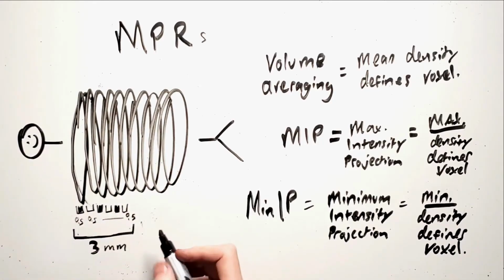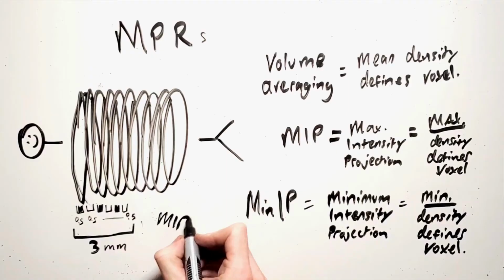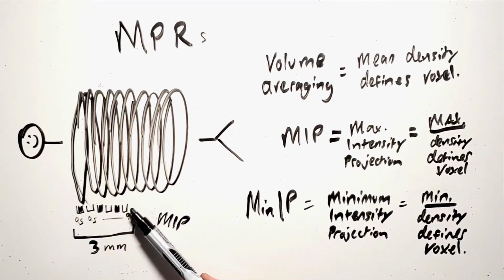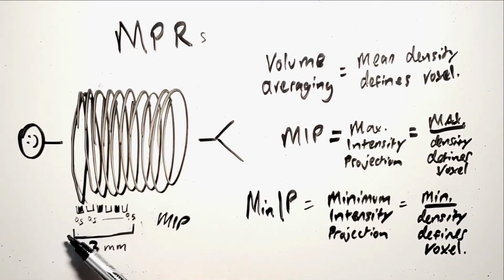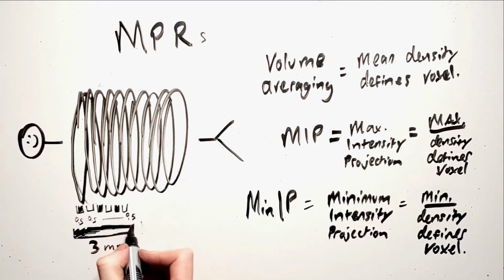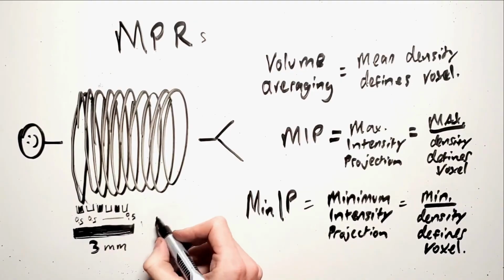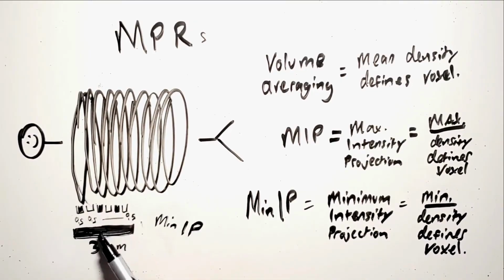We could also take the maximum value represented within that 3mm volume and take that maximum value to represent the whole voxel. This is called a maximum intensity projection, or a MIP. Similarly, we could take the minimum value represented within this volume and take that to represent the whole voxel. This is called a minimum intensity projection, or a min-IP. While volume averaging is the most common mode of rendering image reconstructions, MIPs, and to a lesser extent min-IPs, do have certain applications in which they can be useful.